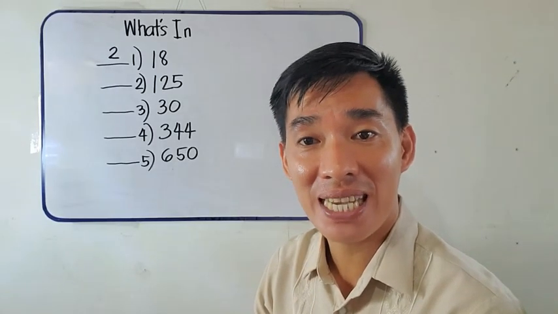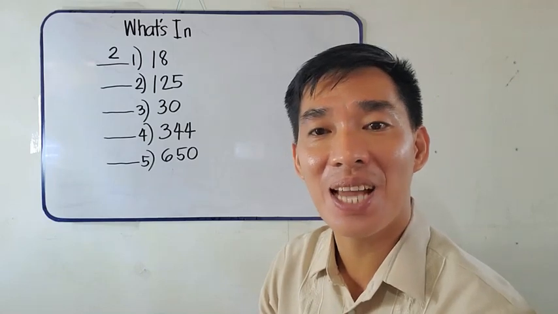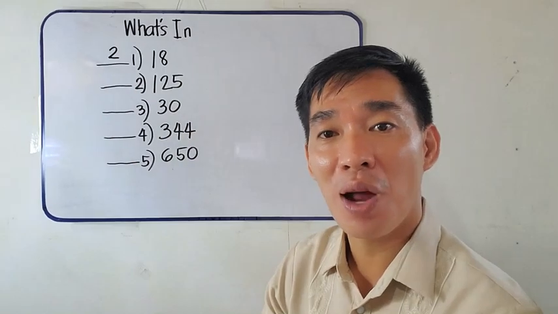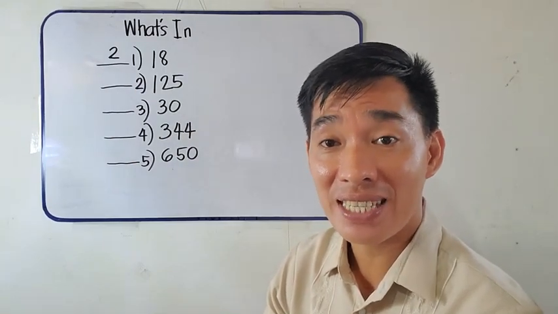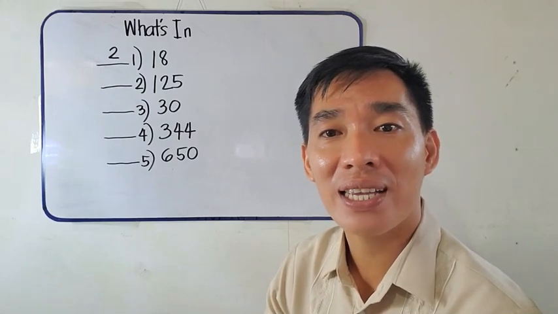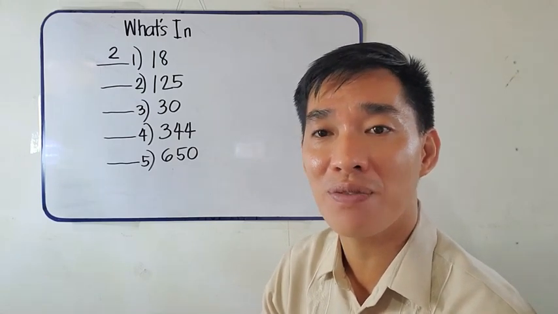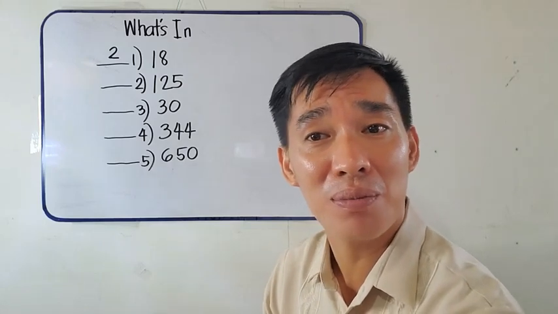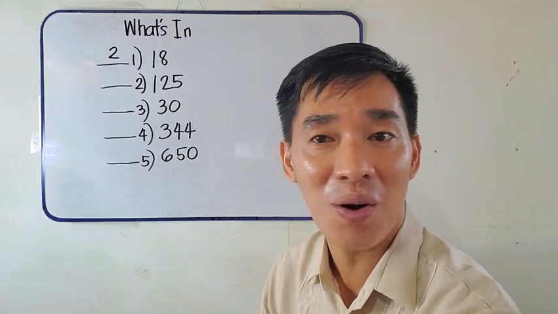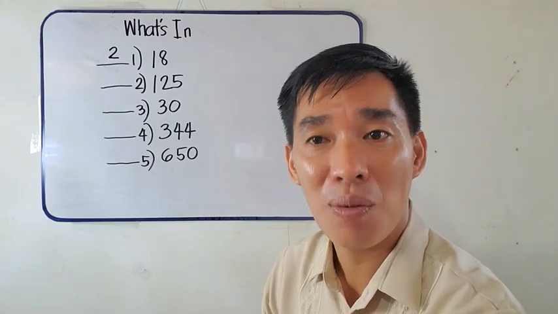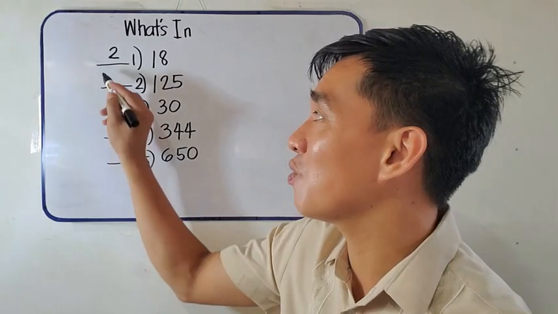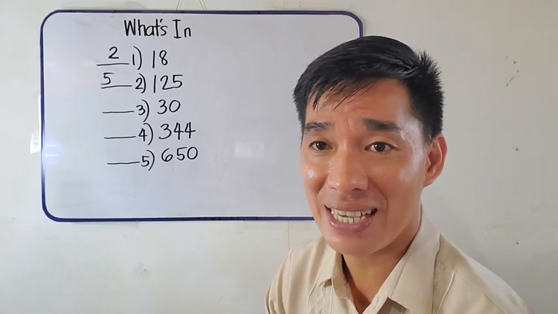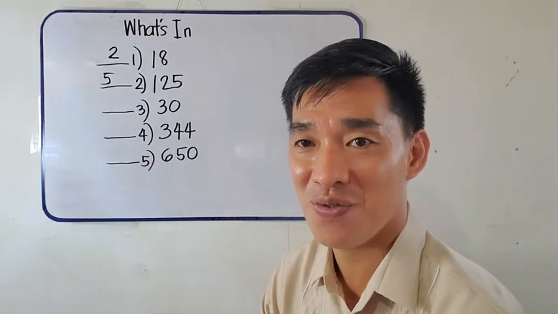Are you done with your activity? If you're done, let's now reveal the answers. I would like to recap that the answer for number 1 is 2 because 18 is only divisible by 2. Let's answer numbers 2, 3, 4, and 5. For item number 2, that's 125. Is 125 divisible by 2? The correct answer is no. How about by 5? Yes, this one is divisible by 5. How about by 10? That's not divisible by 10. So the answer for number 2 is 5.